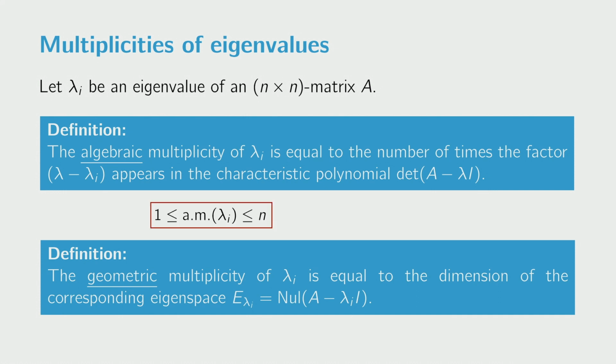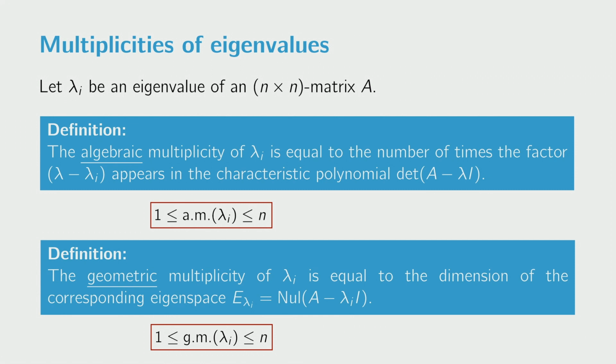Note that AM of lambda i is at least equal to 1, because lambda i is a root, and it is at most equal to n, because n is the degree of the polynomial. Also note that GM of lambda i is at least equal to 1, because lambda i is an eigenvalue, and it is at most equal to n, because the dimension of a linear subspace of Rn is at most equal to n.